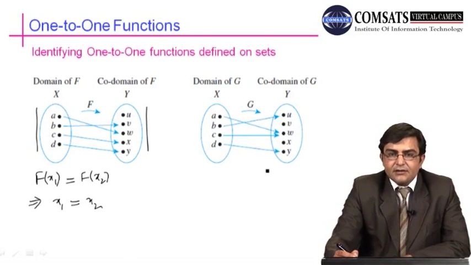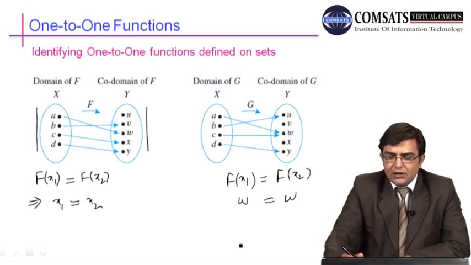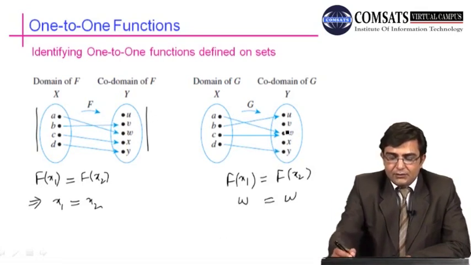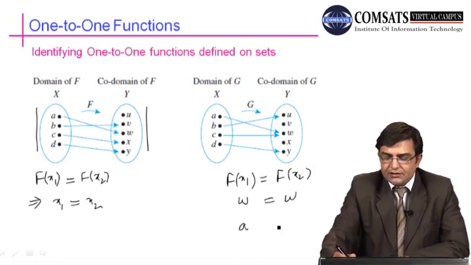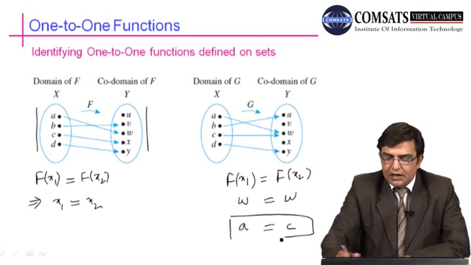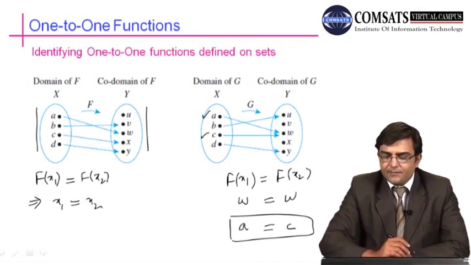Now in this second arrow diagram, you can see that if we take f of x1 equal to f of x2, for example, this is w and this is w. Now what is the pre-image of w? The pre-image of w is A and the pre-image of w is C. Are these two equal? No, because A is different from C.